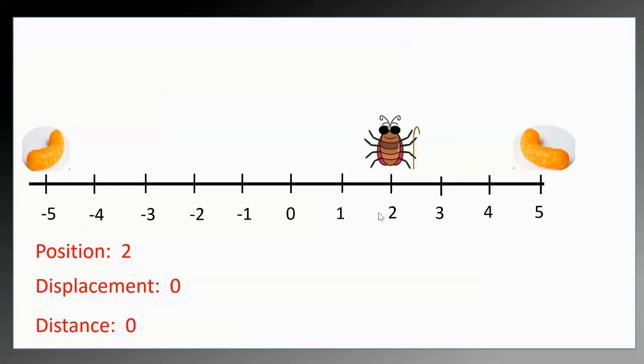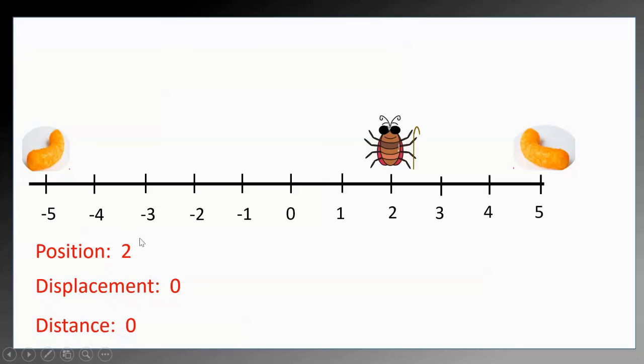Okay, let's look at another example, and this is going to be a little more complicated because one, he's not starting at 0, and two, he's going to go two different directions. So he's going to come over here, eat this Cheeto, and then come all the way over here and eat this Cheeto. One thing you'll notice is the position and displacement are not the same.